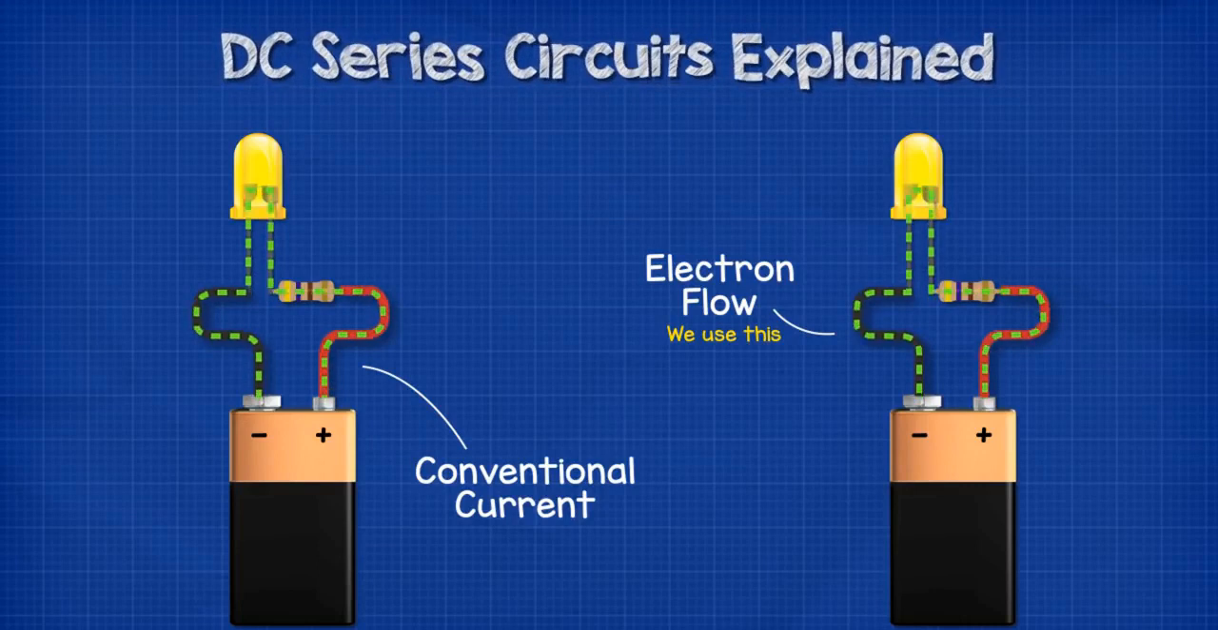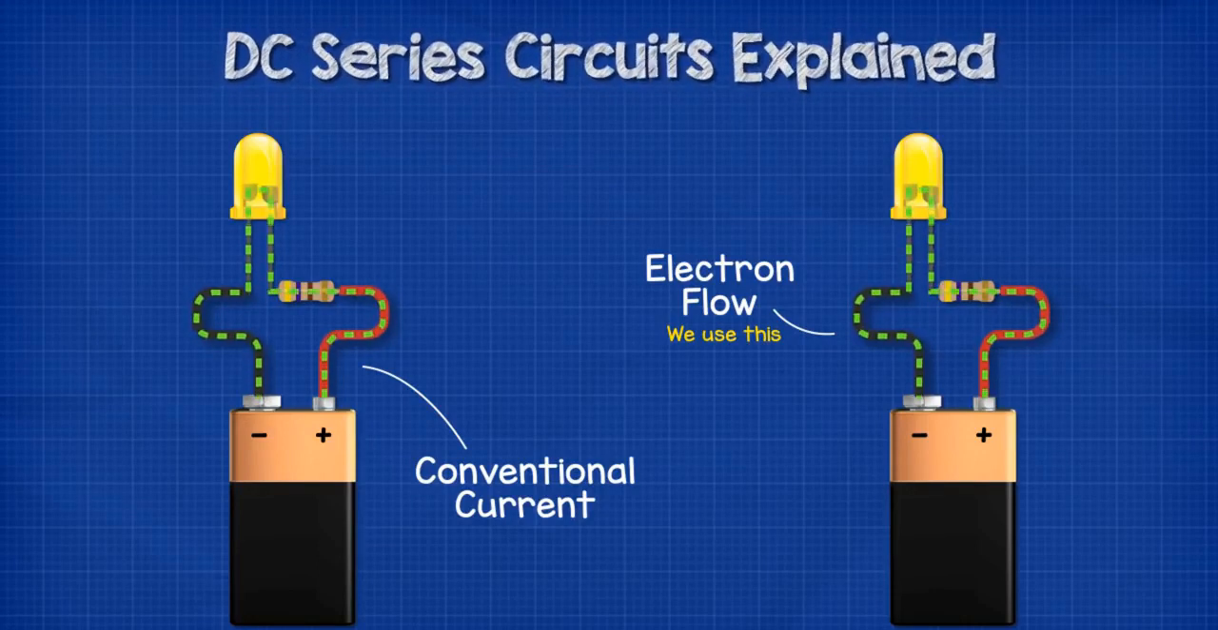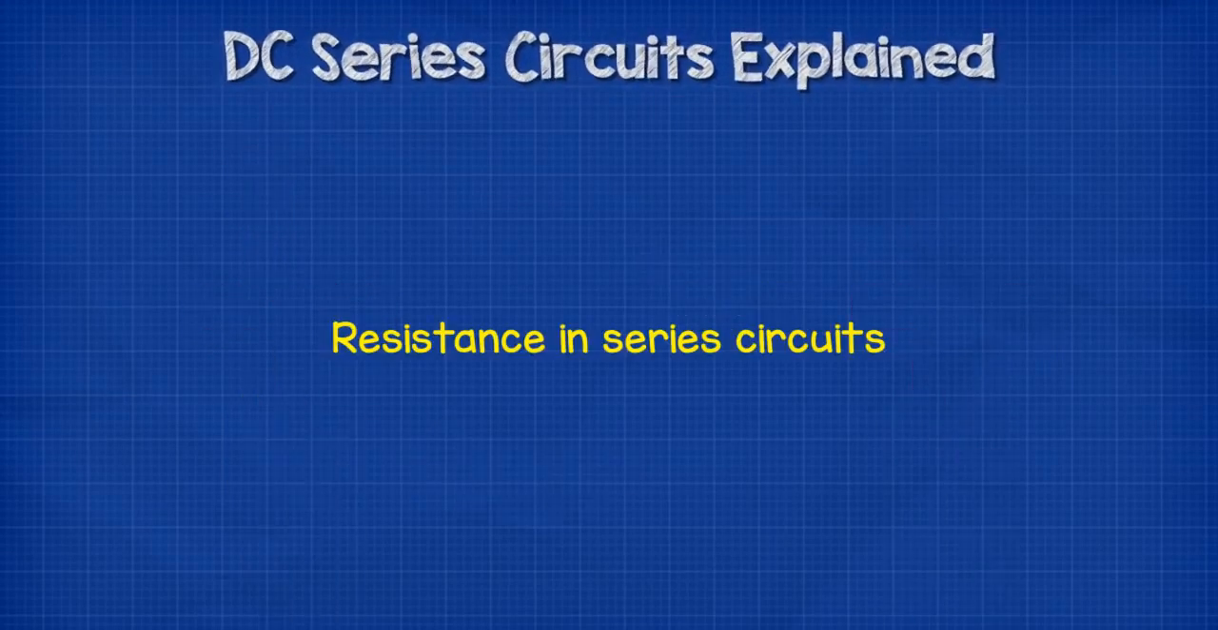Electron flow is what's actually occurring. Conventional was the original theory, but it's still taught because it's easy to understand. Just be aware of the two and which one we're using.